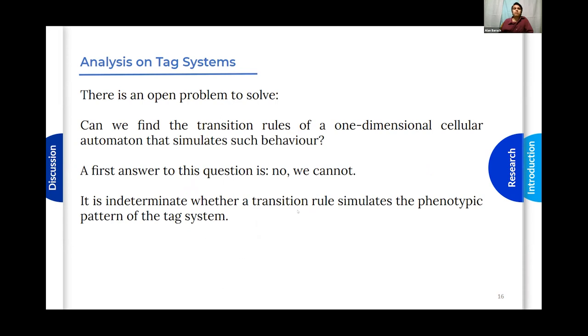So there is an open problem to solve. Can we find the transition rules of a one-dimensional cellular automaton that simulates such behavior? A first answer to this question is no, we cannot. It's indeterminate to find these transition rules that simulate this phenotypic pattern, because we cannot know which appendant to concatenate at the end of the string, because we have to know the first symbol in the string to concatenate the appendant at the end of the string.